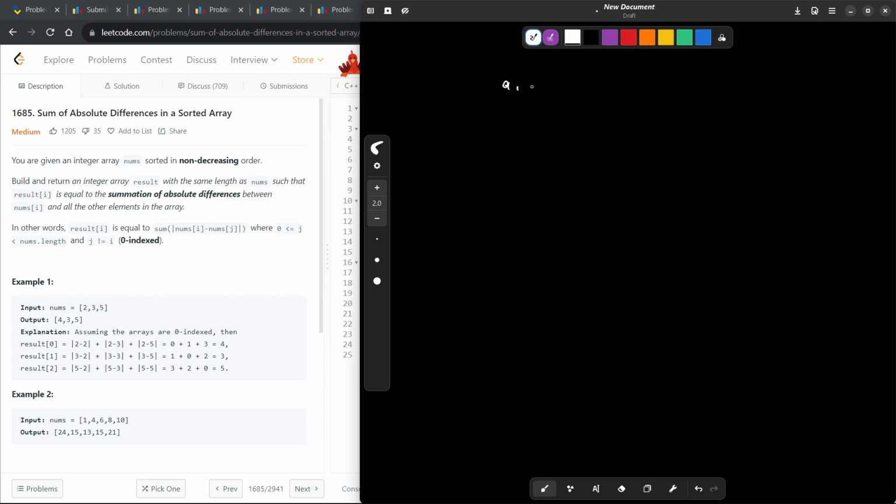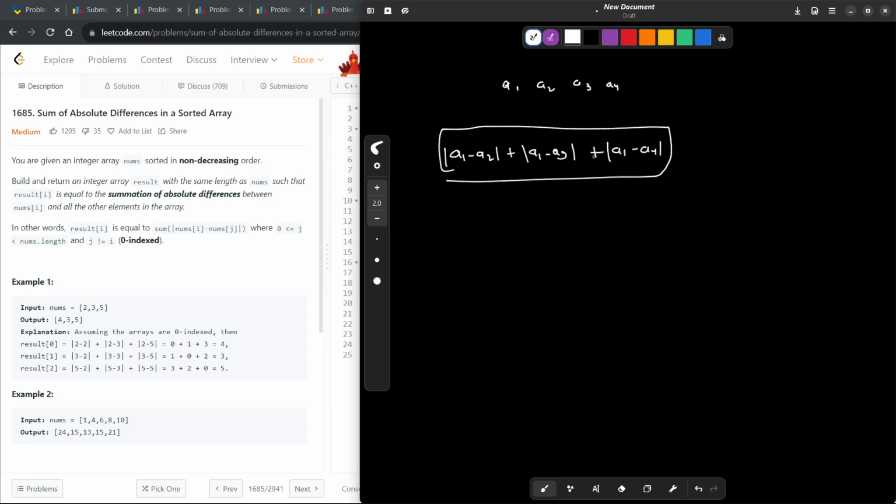Let's say if we have a1, a2, a3 and a4, then at position 1 we want to have the absolute difference of a1 minus a2, plus the absolute difference of a1 minus a3, plus the absolute difference of a1 minus a4. So this is the summation that I want to have at position 1, and I want to do this for all of the elements, right? So how can I essentially solve this particular problem?